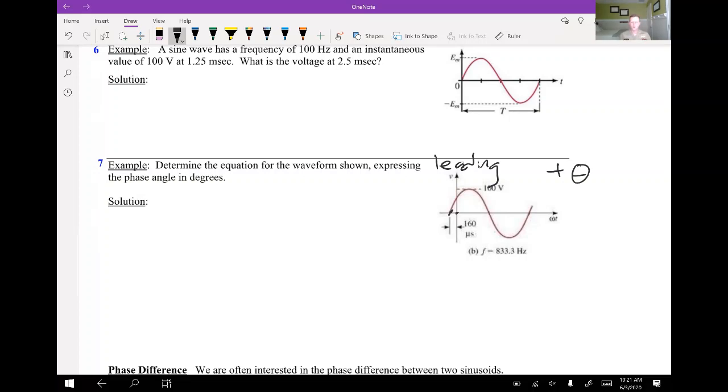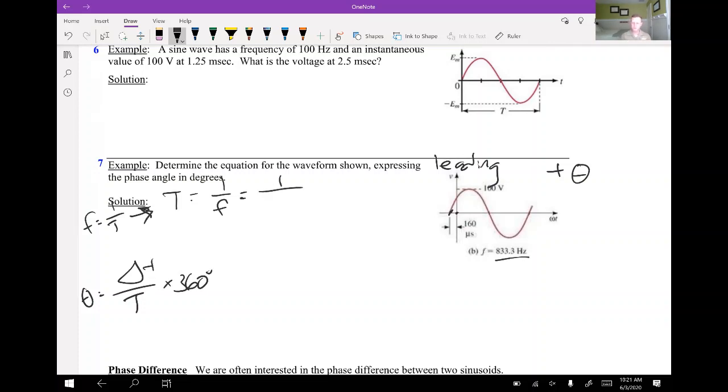Second, the first part that we need to find is the period, because we're going to use this equation right here. Delta t over T, that's how we're going to get the theta angle, times 360 degrees. T is equal to 1 over f. All I did there is take the equation, f equals 1 over T, and I rearranged it to solve for capital T, the period. The frequency is given right here, 833.3 hertz. And I come out with a period of 1.2 milliseconds.